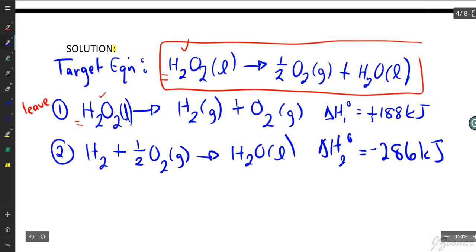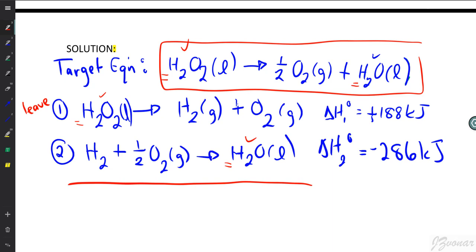We also notice for the second equation, it contains the H2O. The H2O in the target equation is part of the products. Likewise for equation 2, it too is part of the products as well. And both of them have the right coefficients of 1. So what this leaves me to do now is add them up. We're going to sum up these two equations.